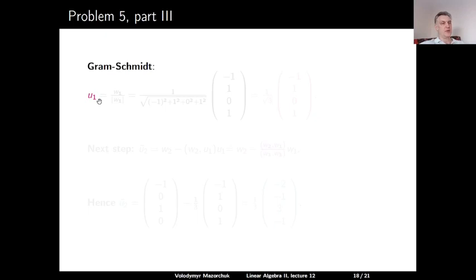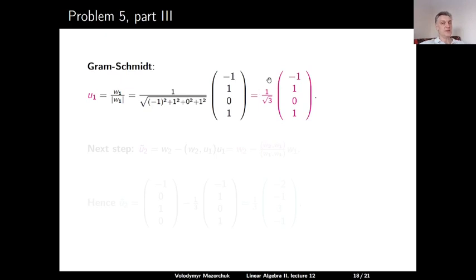First, we normalize the first vector, w1. So u1 is w1 divided by its length. So it's the vector (minus 1, 1, 0, 1) times 1 divided by the square root of 1 plus 1 plus 0 plus 1, which is 3. So the first basis vector is 1 divided by the square root of 3, times (minus 1, 1, 0, 1).